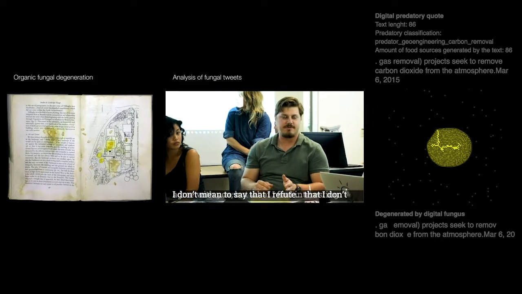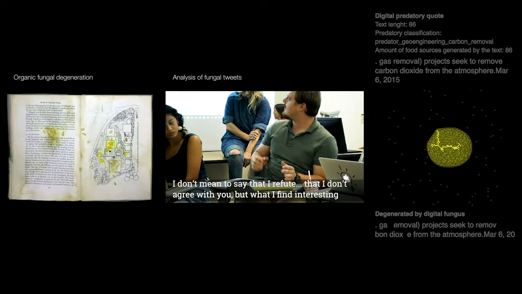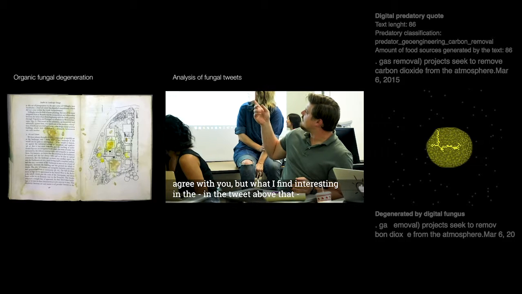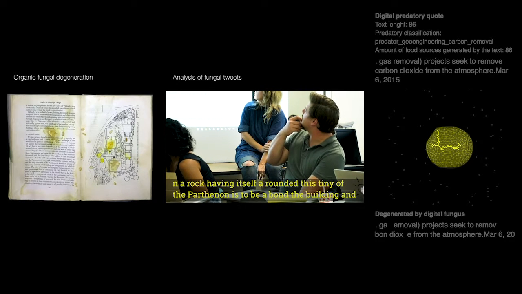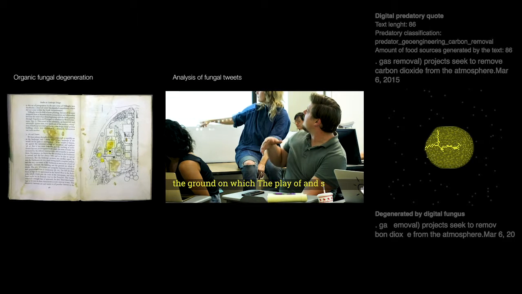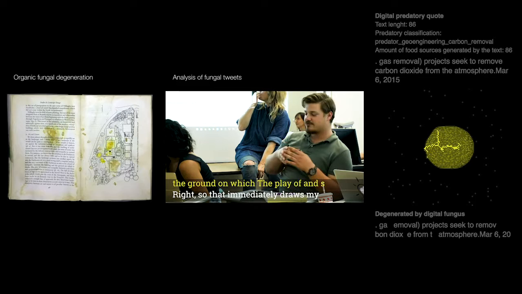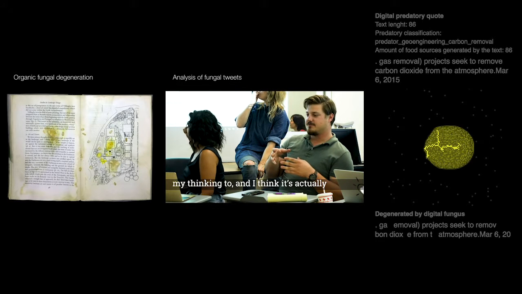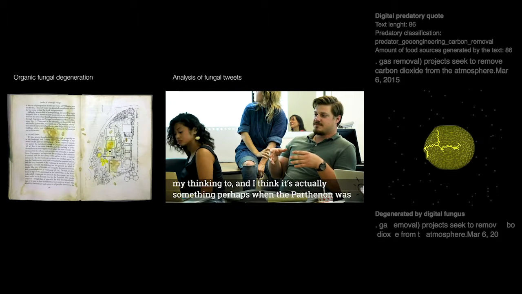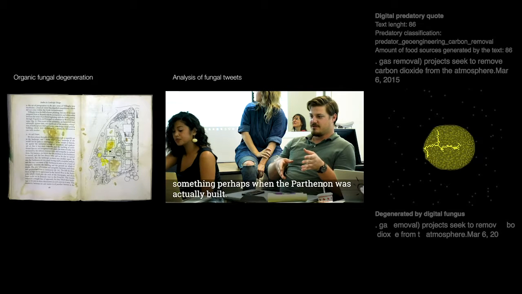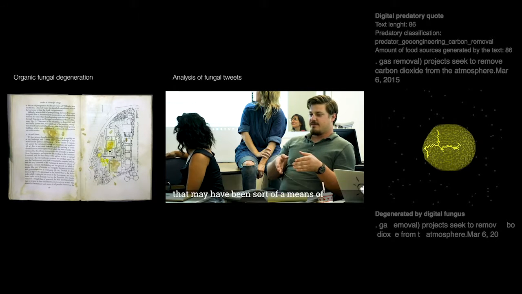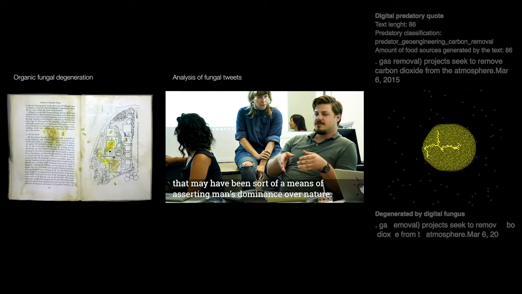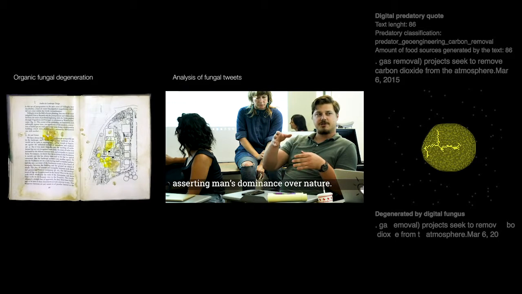I don't mean to say that I don't agree with you, but what I find interesting in the text above is the rock having itself around it, the Parthenon being a bond, the building and the ground on which the play is set, right? So that immediately draws my thinking to the idea that perhaps when the Parthenon was actually built in ancient Greek times, that may have been a means of asserting man's dominance over nature.